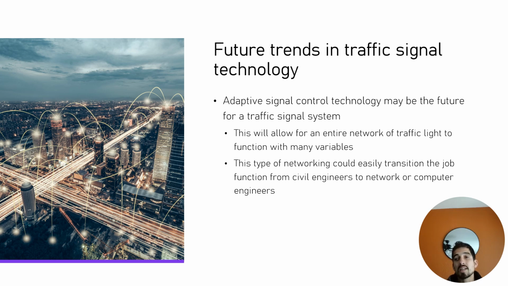This type of networking could easily transition the job function. Right now, a lot of this is taking place under a civil engineering job code. But as we become more network-wide and more advanced in our technology, creating stronger and stronger algorithms or codes for these network systems, this can easily become the future of a computer engineering job to maintain our traffic flows and safer community.